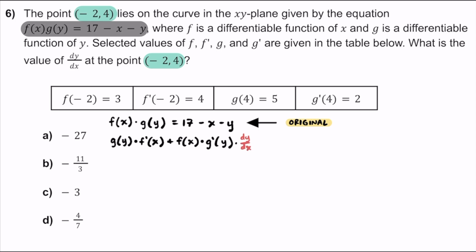There's that chain rule. Now for the right side of the equation, let's just find the derivative of each of these pieces. The derivative of 17, which is a constant, is just going to be 0, so we can write 0. The derivative of this minus x is going to be minus 1, and the derivative of this minus y is going to be negative dy/dx.